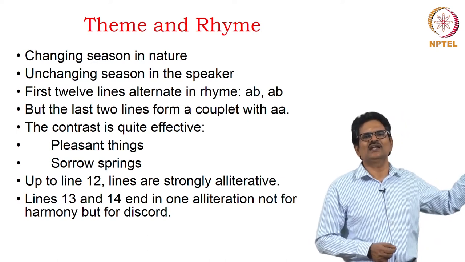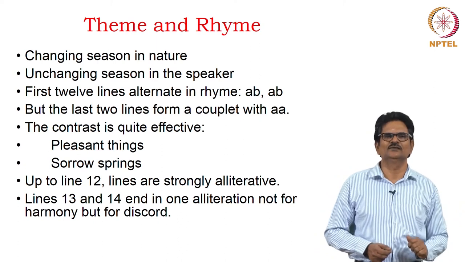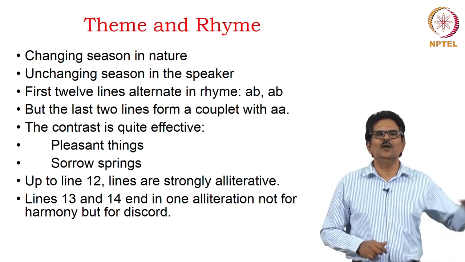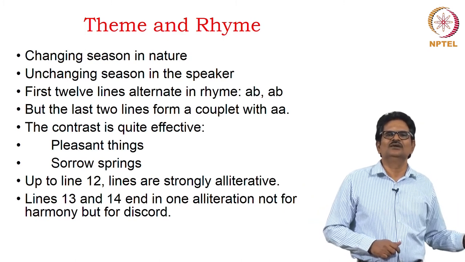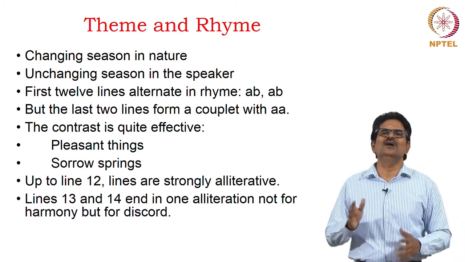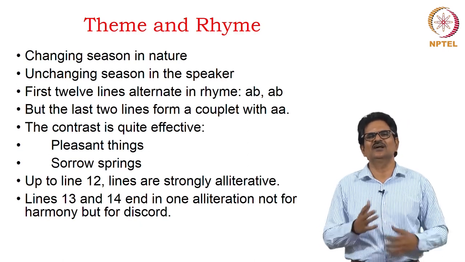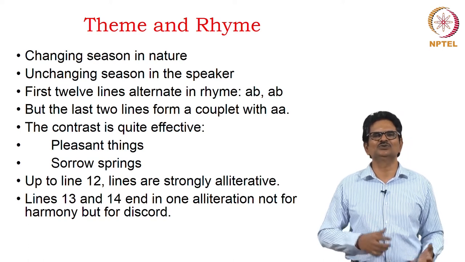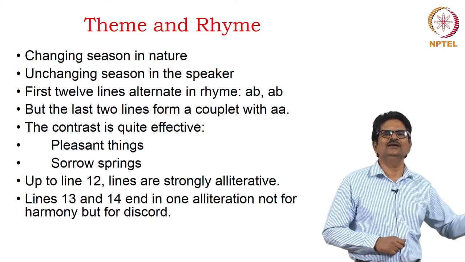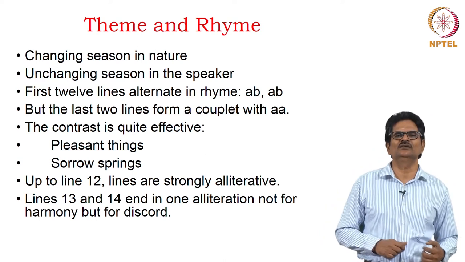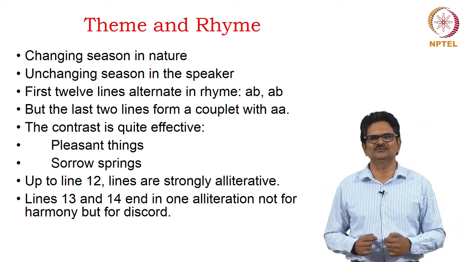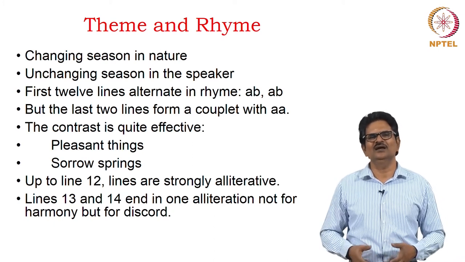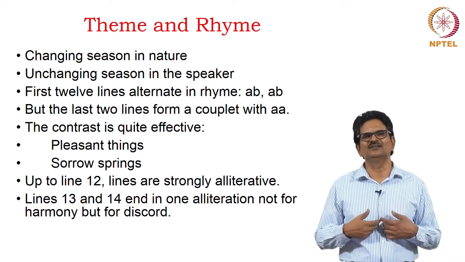The first 12 lines we have all pleasant things, and in the last 2 lines we have all sorrow. So, up to line 12, lines are strongly alliterative. There also we have some rhythm, rhyme, smoothness, pleasantness through alliteration. And in the case of lines 13 and 14, we have just one alliteration. It is not for smoothness or harmony, but for disharmony and discord within the heart of the poet.